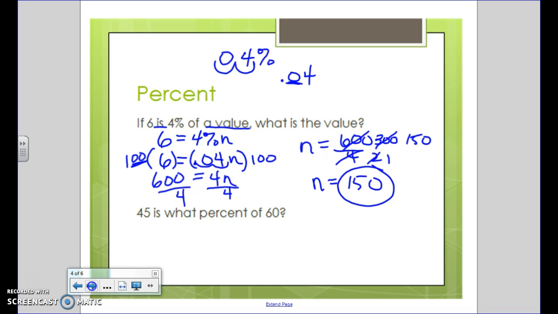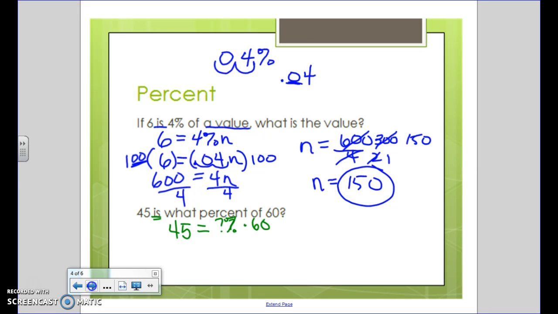This one changes a little bit. That's just a different question. It says 45 is what percent? We don't know what percent. I'm going to put question mark percent of 60. Of 60. I shouldn't write the word of 60. I should write times 60.